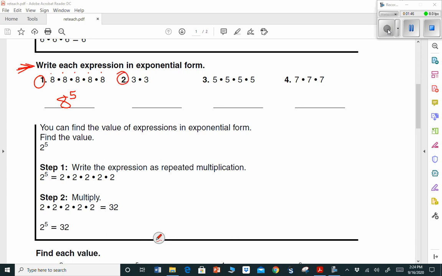Number 2, the base is 3. How many 3's do you see there? 2 of them. That's 3 to the 2nd power, and it's also referred to as 3 squared. Anything to the 2nd power can be called squared. Number 3, 5 is the base, and 4 of them are multiplied together, so that's 5 to the 4th. And this one is 7 to the 3rd power.